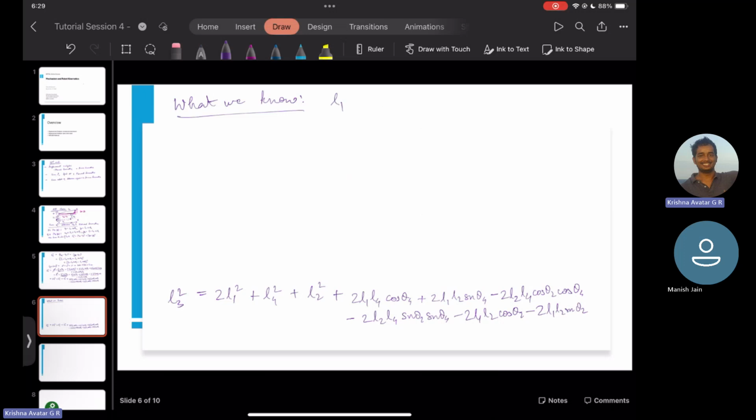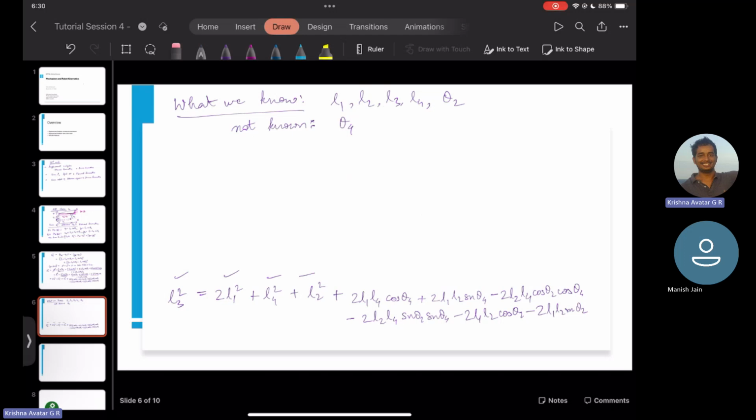Okay. So what we know is L1, L2, L3, L4, and theta 2. So these are the known quantities. What is not known to us as of now is theta 4 in this expression. Which means that this will be a constant, and this is a constant. So only theta 4 terms we can combine, for both cosines and sines, because that will be the unknown part, right?